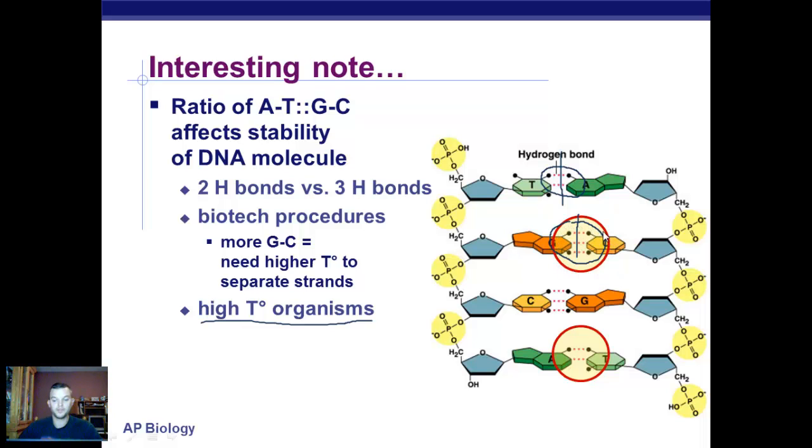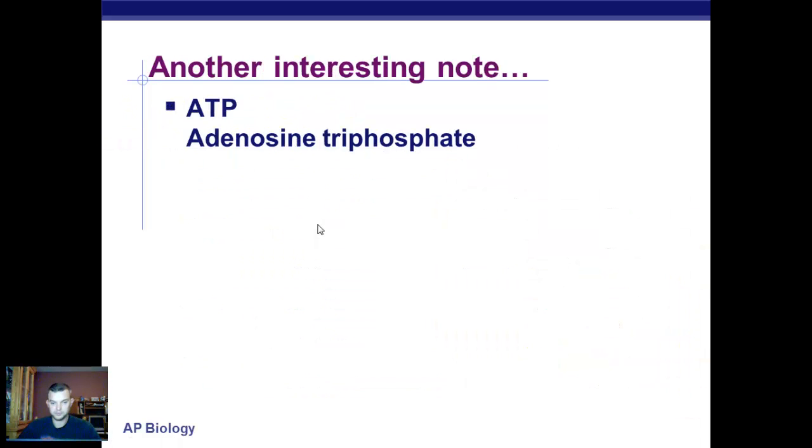So it's more of an advantage to have a lot more guanine and cytosine than it is to have more adenine and thymine, because it's going to be able to exist at a higher temperature compared to what would happen to the hydrogen bonds between the adenines and thymines. All right, parasites, for some reason, we don't really know why, seem to have a lot more adenine and thymine combos than guanine and cytosine.